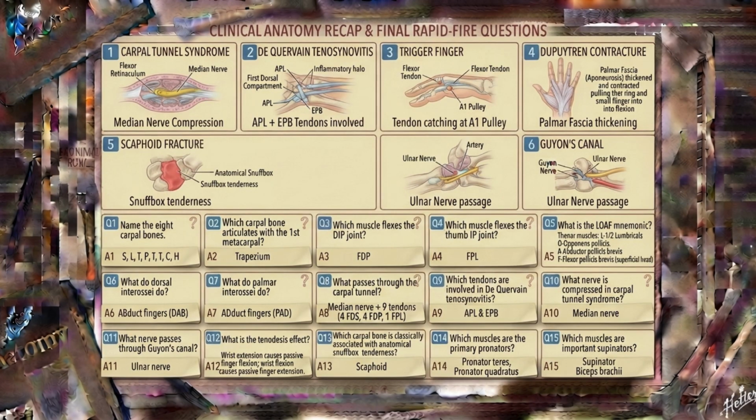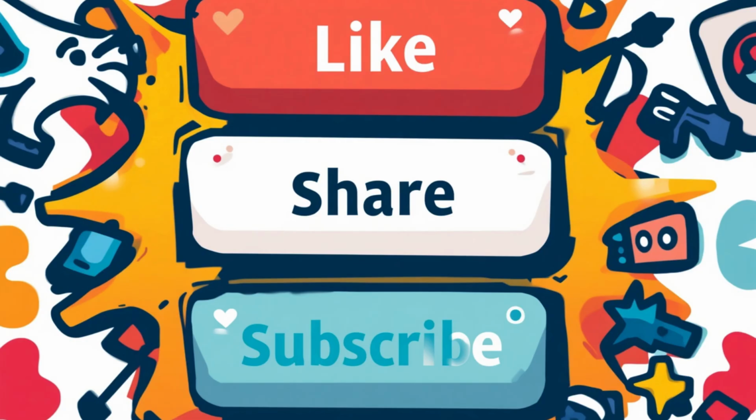These are the final rapid fire revision questions. If you can answer these questions confidently, you have covered the major regional anatomy of the forearm, wrist, and hand. This completes our revision series of the upper limb.